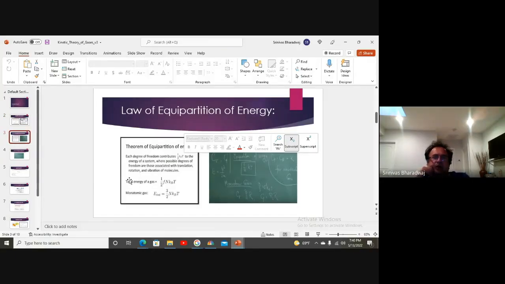Now we will discuss this other term called equipartition of energy. You have 3 degrees of freedom, right? Sometimes you have many degrees of freedom, beyond 3. For each degree of freedom, you have a half kT. Each degree of freedom contributes a half kT to the energy of the system, where the possible degrees of freedom are associated with translation, rotation, and vibration. Normally for translation you have X, Y, and Z, 3, right? But then you can also have rotation, and you can have vibration. So gaseous particles can rotate, vibrate, and also translate.